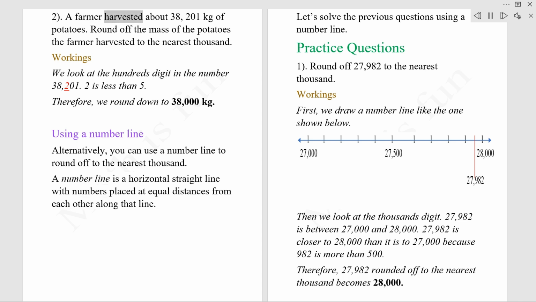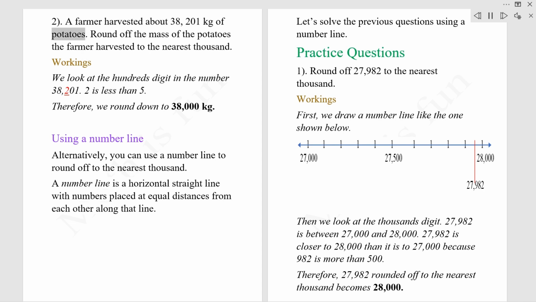2. A farmer harvested about 38,201 kilograms of potatoes. Round off the mass of the potatoes the farmer harvested to the nearest thousand. Workings. We look at the hundreds digit in the number 38,201. 2 is less than 5. Therefore, we round down to 38,000 kilograms.